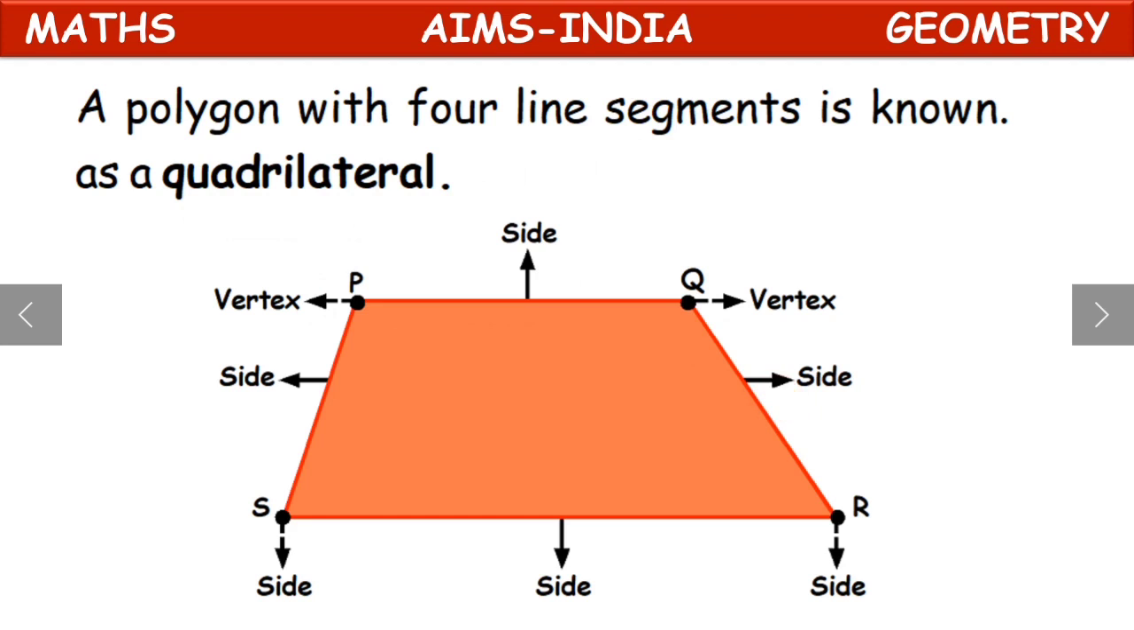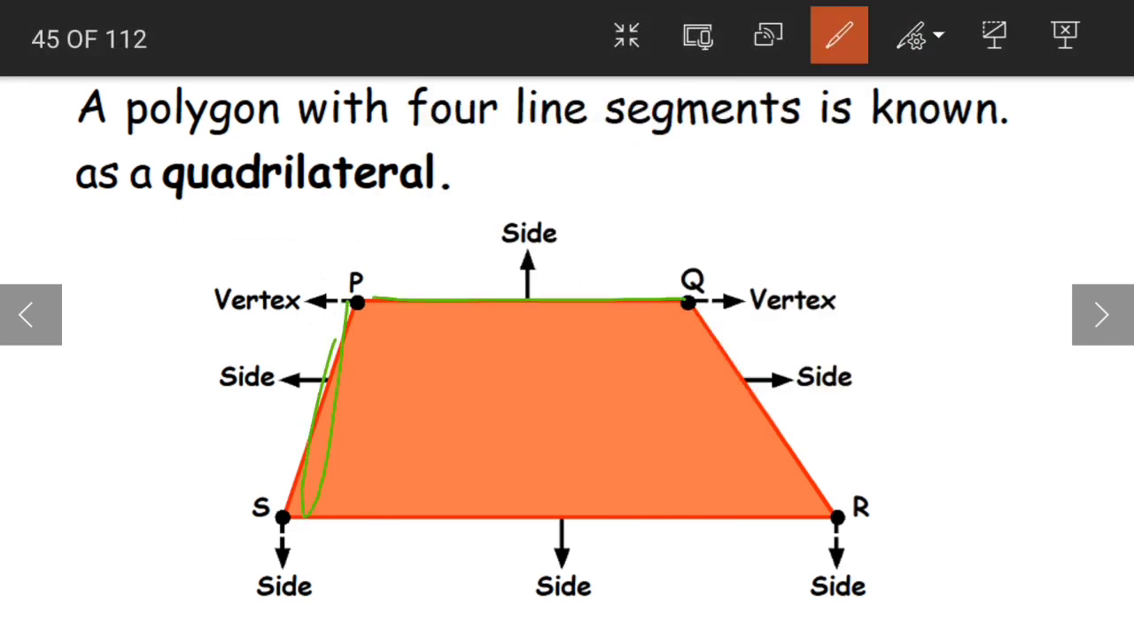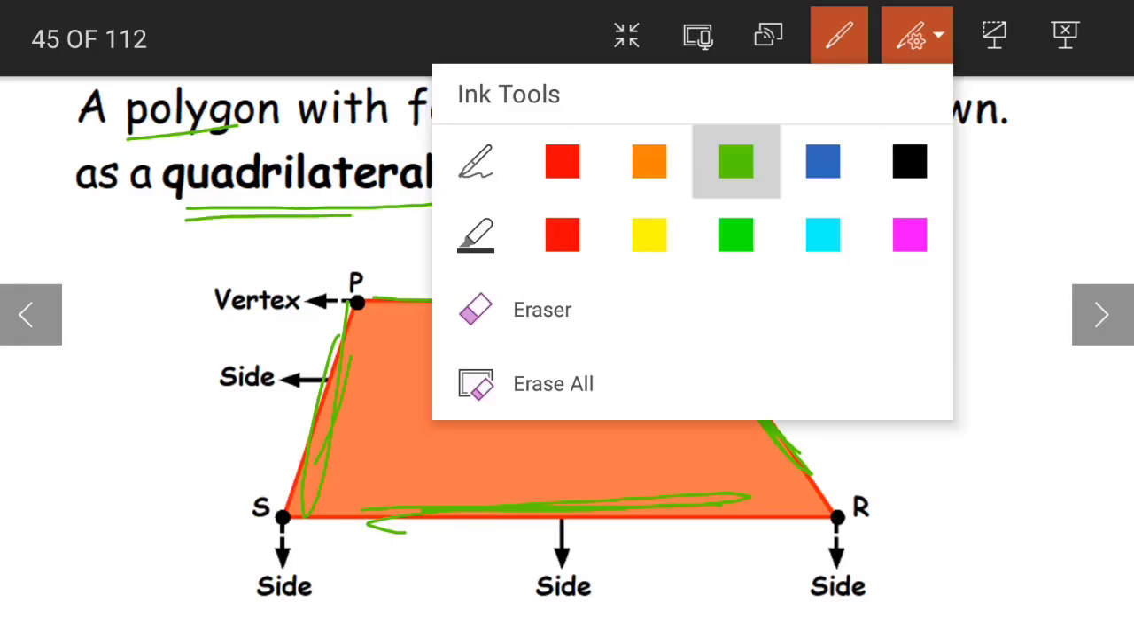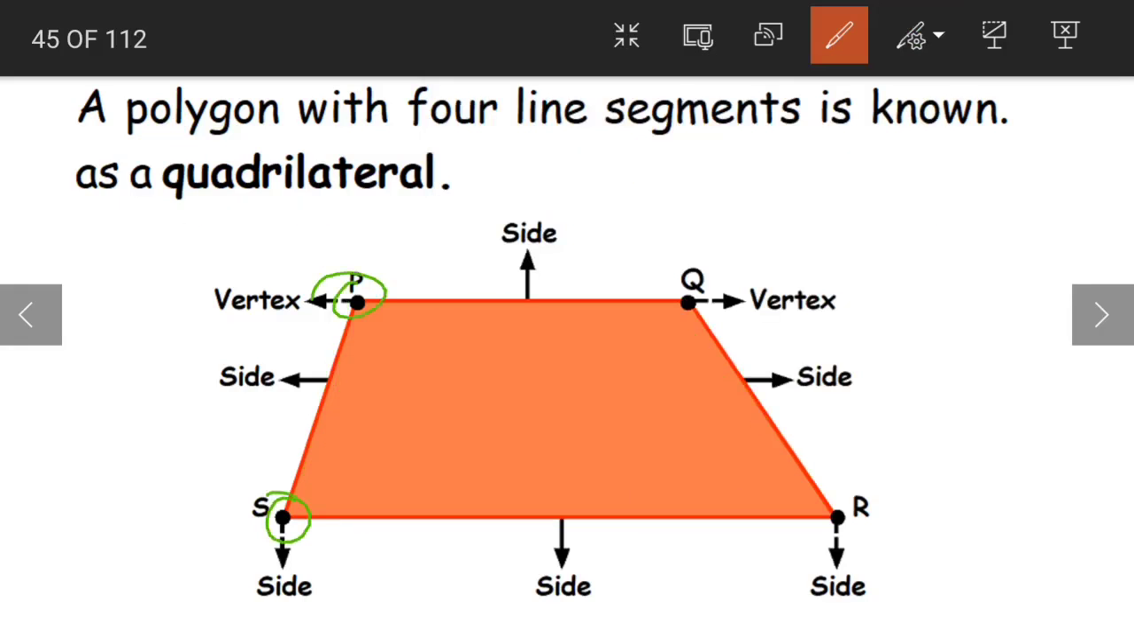Now if you look at this figure, it has 1, 2, 3 and 4 line segments. So when we draw any polygon, again what is a polygon? A simple closed curve drawn using line segments only. So when we have a simple closed figure with 4 sides, it is called a quadrilateral. Again, a quadrilateral has 1, 2, 3, 4 vertices and 1, 2, 3, 4 sides. It's not side here, it's a vertex. Yes, a quadrilateral has 4 vertices and 4 sides.